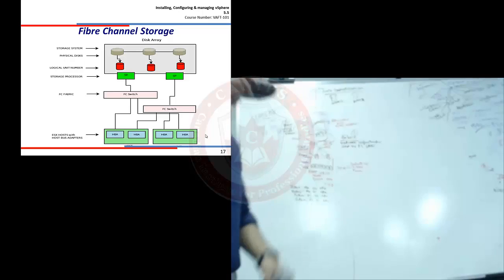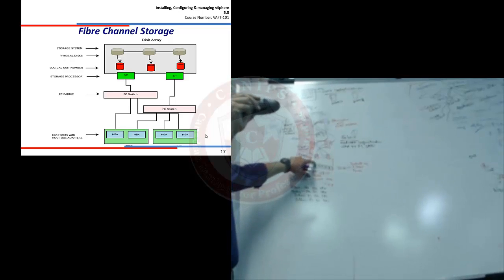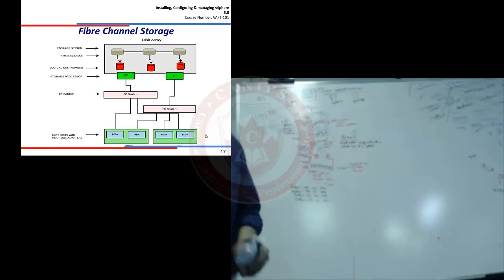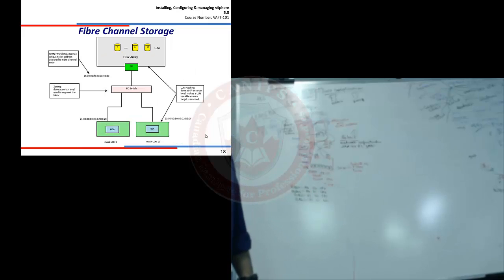So right here you have a storage. I just made it here. The storage is actually up here. So this is a storage, and then this is SPs. These are fiber switches, and then here you have HBAs. Next, this is talking about WWN right here. This is a WWN. It's a unique 64-bit address, assigned to a fabric. Half of the address is for the vendor, and half is for the device.